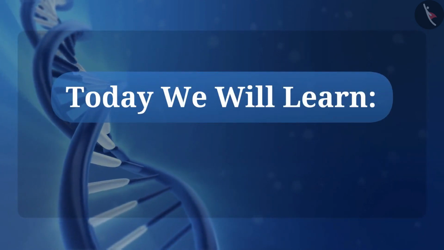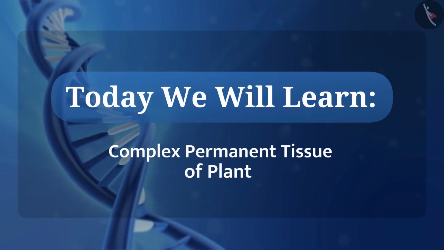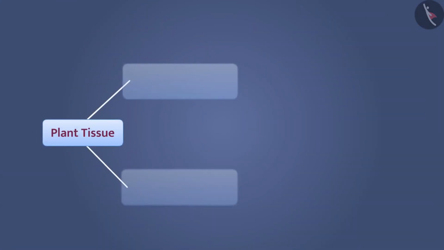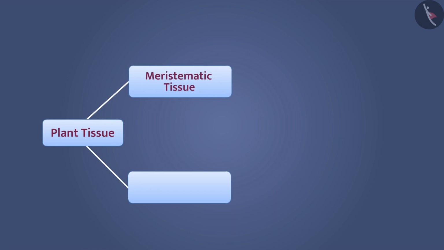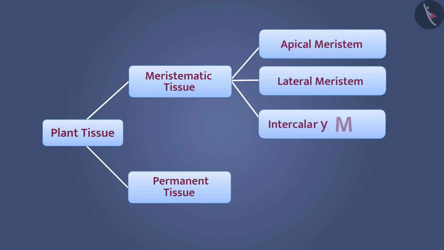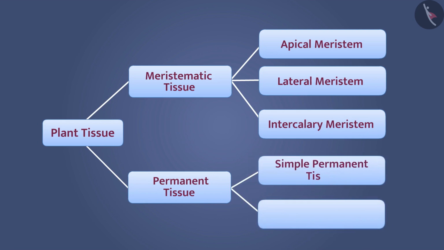Today we will learn about the complex permanent tissue of the plant. In plants, there are mainly two types of tissues, meristematic tissue and permanent tissue. We know that meristematic tissue is of three types: apical meristem, lateral meristem, and intercalary meristem. Similarly, permanent tissues are of two types, simple permanent tissue and complex permanent tissue.